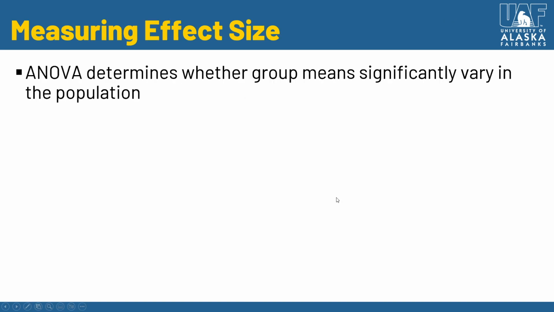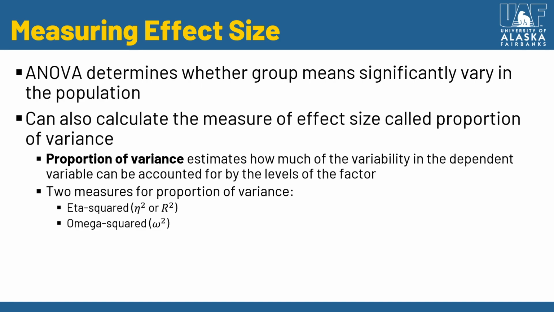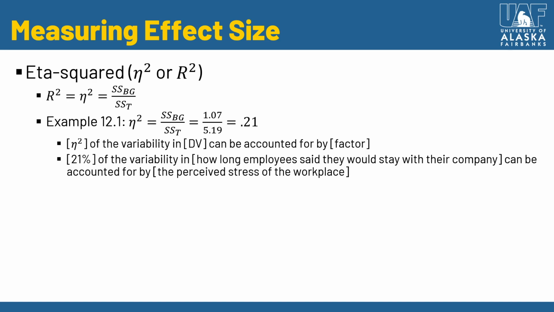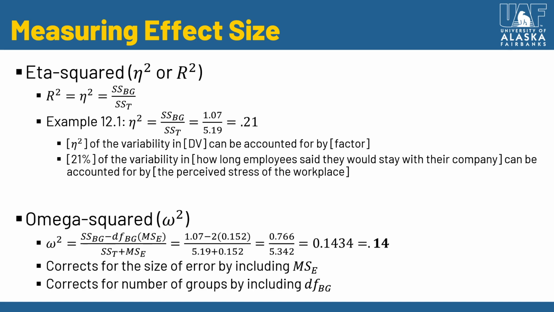And if we wanted to go a step further, we could assess effect size. This is all information you've seen before. So formulas for eta squared and omega squared, you can plug in your values here. But for example, with eta squared, if we get a value of 0.21, we can say 21% of the variability in how long employees said they would stay at their company can be accounted for by the perceived stress of the workplace. Right, and then omega squared corrects for some of the limitations of eta squared.